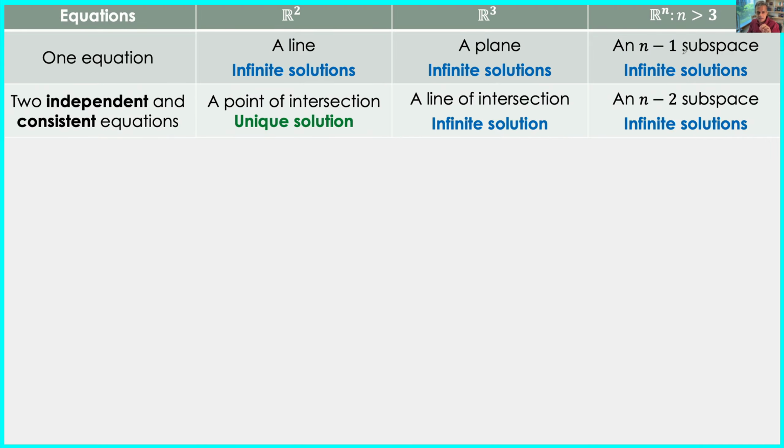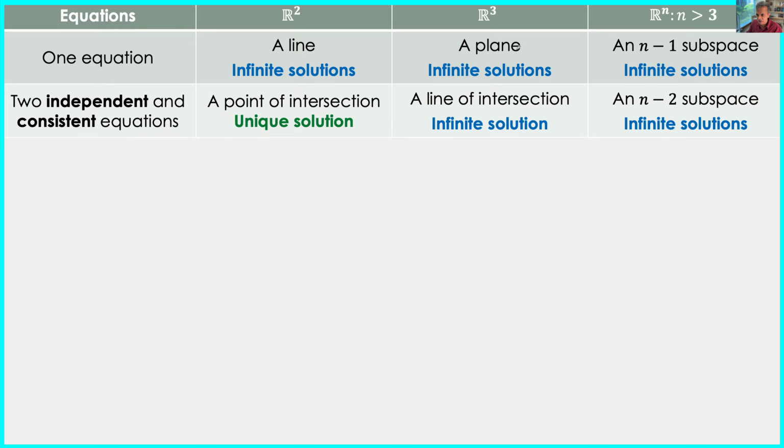Now if you have two independent and consistent equations in R2, those equations will define two lines and there will be a unique intersection. In R3, what's going to happen? You will have two planes. And what kind of intersection can you have in two planes? Well, if they are oriented with respect to each other, there's going to be a line of solutions, an infinite number of solutions. They cannot be on top of each other because they are independent. Similarly, in Rn, what you're going to have would be n-2.